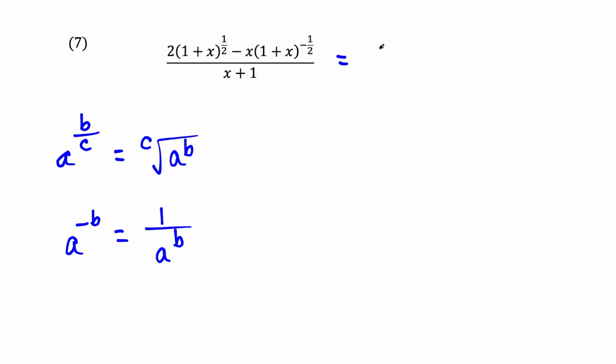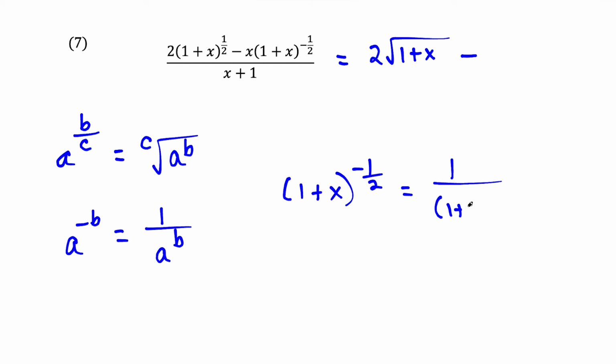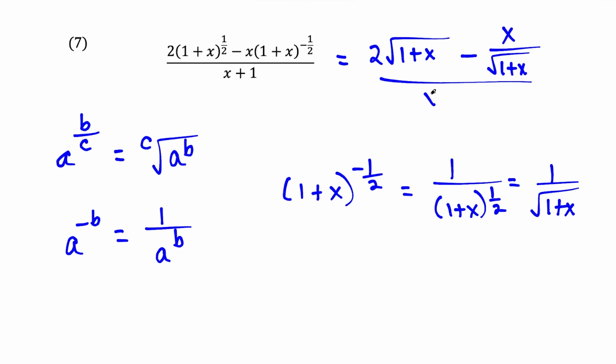So I'm going to write this as we have 2 times the square root of 1 plus x. I'm just going to turn this fractional or rational exponent here into radical form. And then we have minus x times this expression here, but that part, when I have 1 plus x to the negative half, in 2 steps I could say is 1 over 1 plus x to the positive half, and then this becomes 1 over radical 1 plus x. So when I multiply x by this fraction, we have x over radical 1 plus x. And this is all over, we have x plus 1 on bottom.